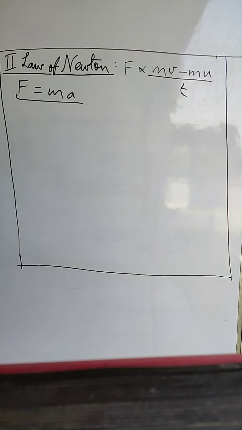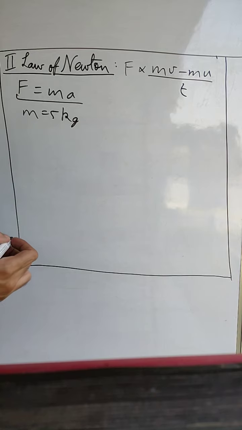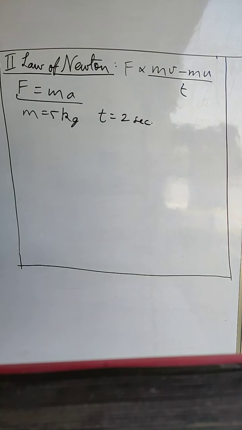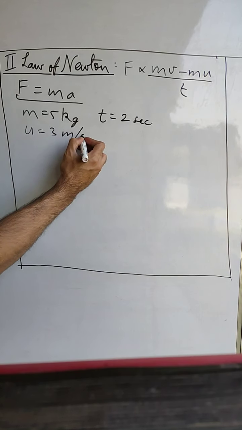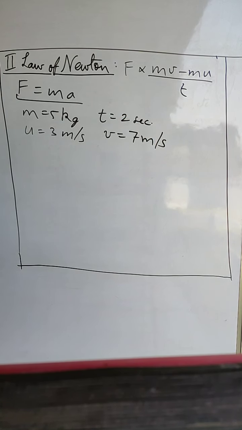Now today we'll do a numerical, an example on this. Let us say that a constant force is acting on an object of mass 5 kg. We have an object which has mass 5 kg and the force is applied for a duration of 2 seconds. So we are given that time equals 2 seconds. Due to this force, the object's velocity increases from 3 meter per second to 7 meter per second. That is, our initial velocity is 3 meter per second and final velocity is 7 meter per second. So this is the increase in velocity because of the force.